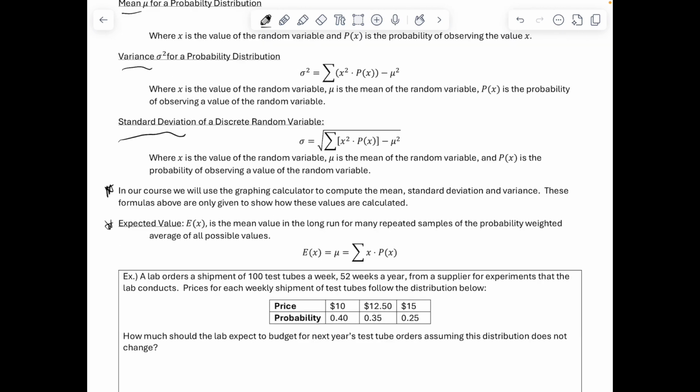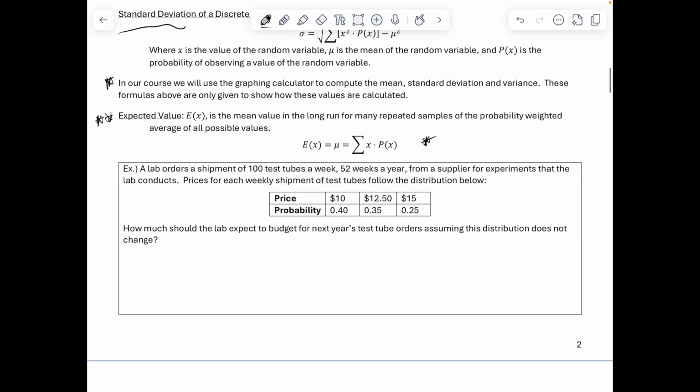Right below this, though, is a formula that we do need to know, and this is expected value. I'll give the formula also a star. Expected value, or E of x, is the mean value in the long run for many repeated samples of the probability weighted average of all possible values. So E of x is also equal to the mean, so you can technically get this from your calculator, and it's the sum of x times P of x.